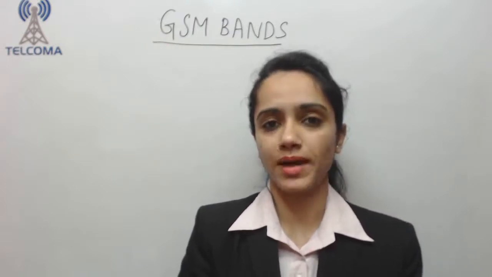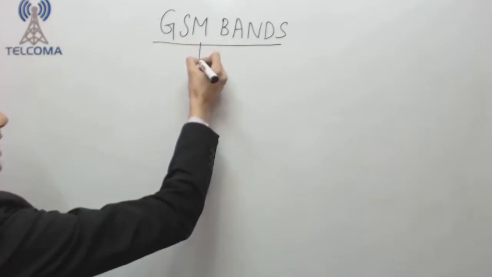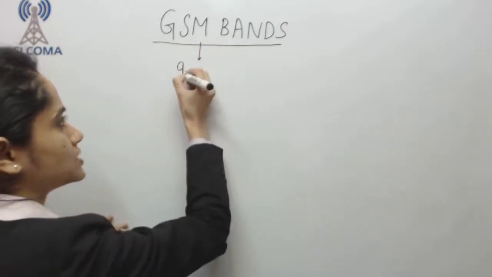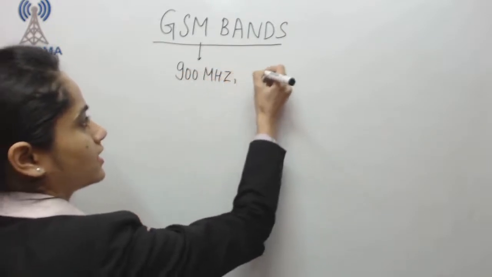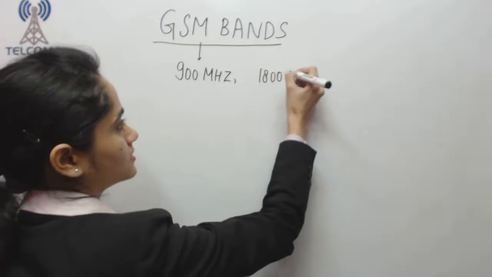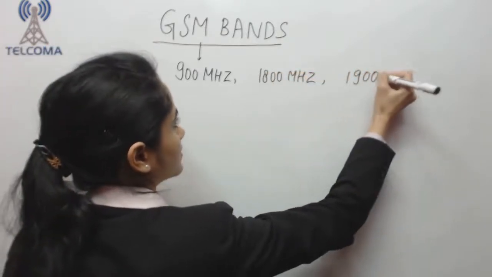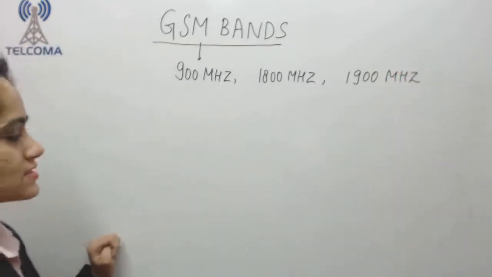So today in our class we are going to discuss GSM bands. A band is basically a range of frequency. For GSM we have the 900, 1800 and 1900 megahertz bands available for GSM services.